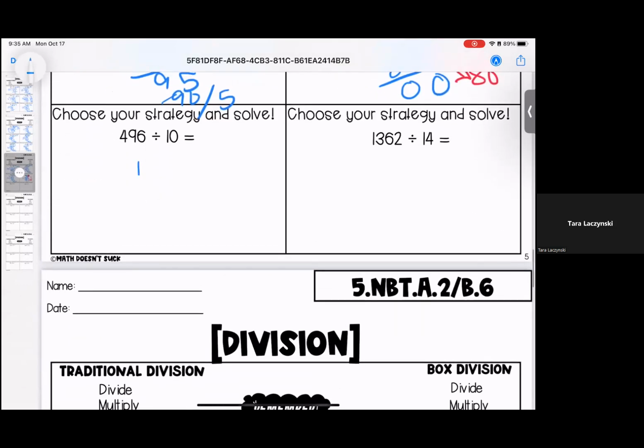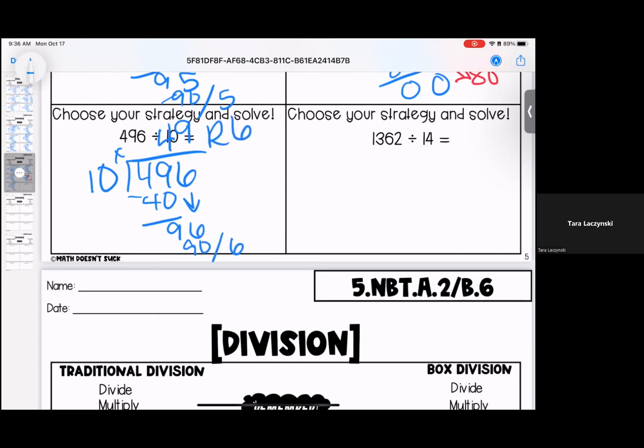All right, 496 divided by 10. 10 does not go into 4, but it does go into 49 4 times. 4 times 10 is 40, subtract for 9. Bring down my 6. 10 is going to go into 96 9 times, which is 90. 49, remainder of 6.